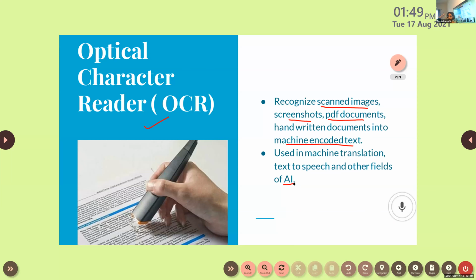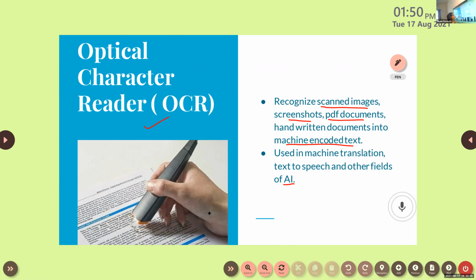So you have to learn OCR stands for Optical Character Reader. It allows us to recognize scanned images, screenshots, PDF documents. Is that clear? These digitalized texts can be electronically edited, searched, and stored compactly and used in machine translation. Using this, we can read everything and edit it. Here you can see the image of OCR for recognizing that.